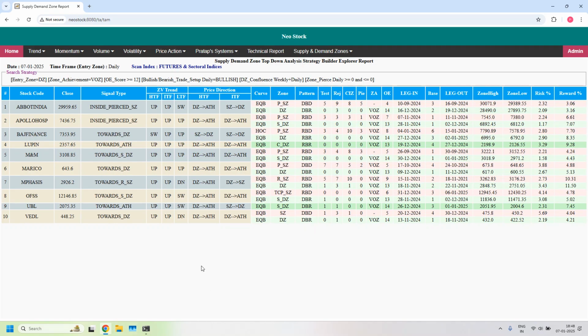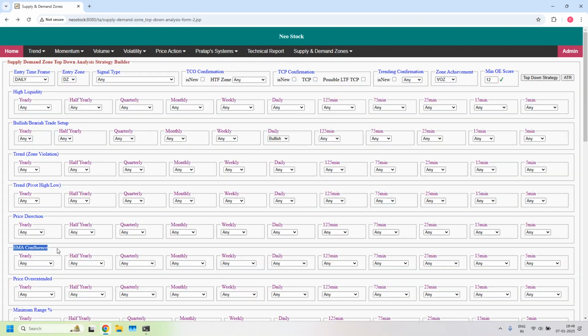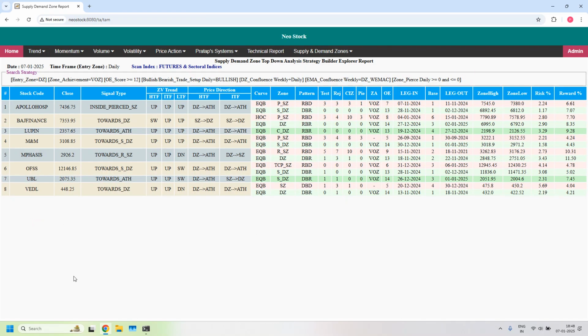Because daily is part of the zone and weekly trend is up in all these stocks, if weekly zone is having weekly EMA confluence, those stocks could be even more high probability trade setup stocks. Let us verify. In the EMA confluence at weekly time frame, because daily zone is part of the weekly zone, I am setting weekly demand zone with weekly EMA confluence. With this filter, we got 8 stocks. So these 8 are even more high probability trade setup supported daily demand zones.